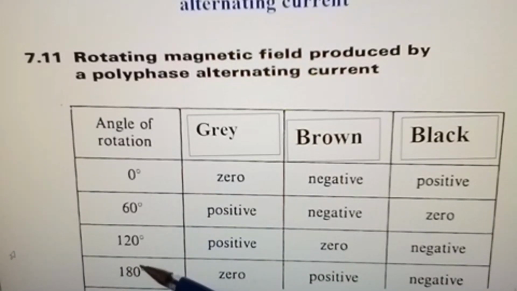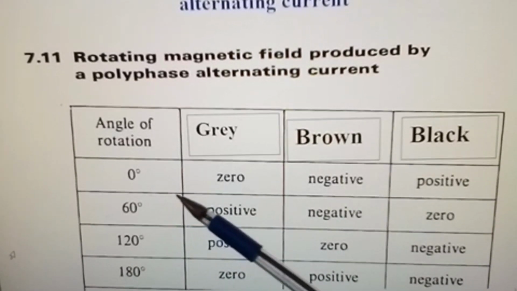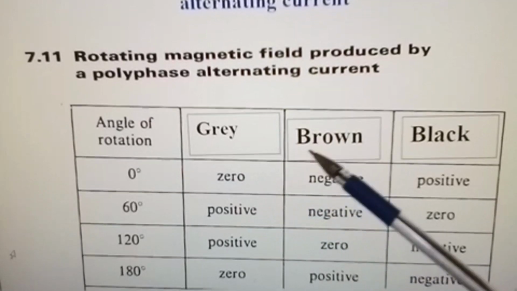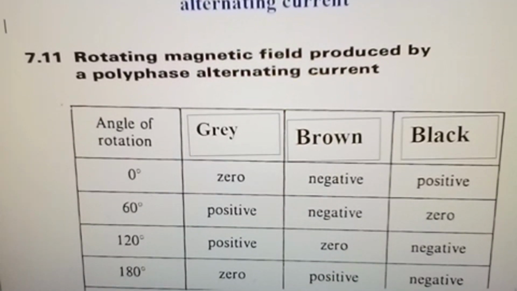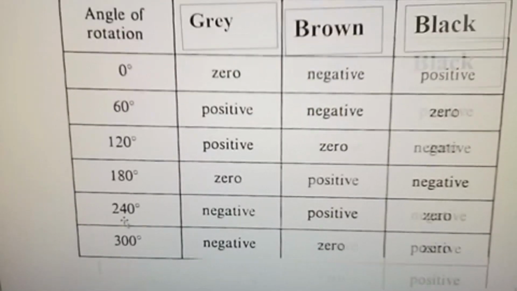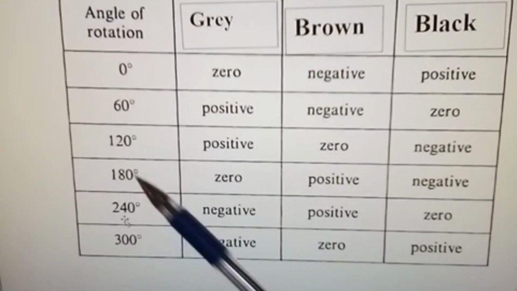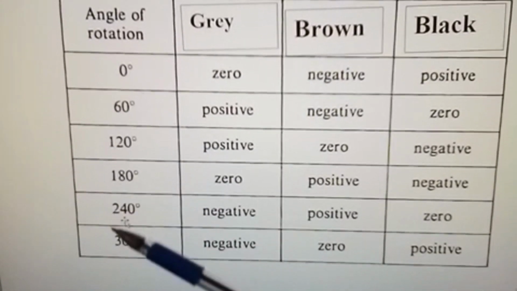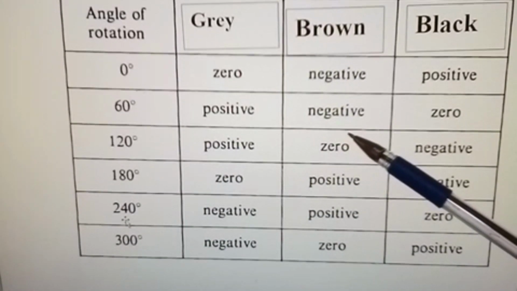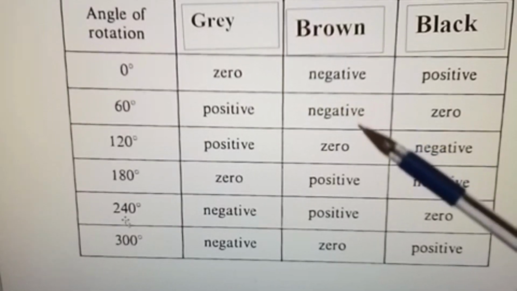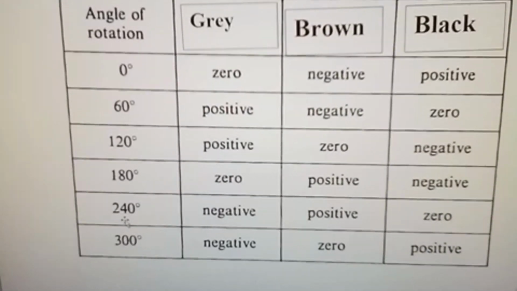So at 0 degrees, the gray is at 0, brown is at negative, and the black is positive. Now again, you don't need me to read this out to you. You can see the various angles here in comparison to the position and the polarity of each phase in turn.